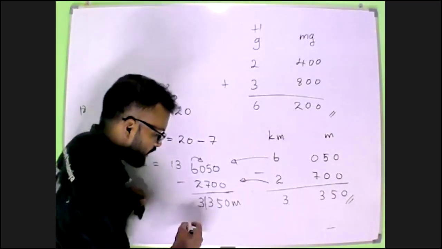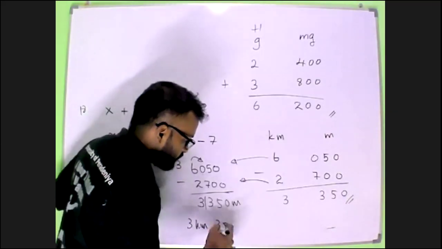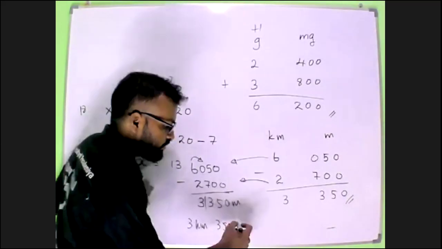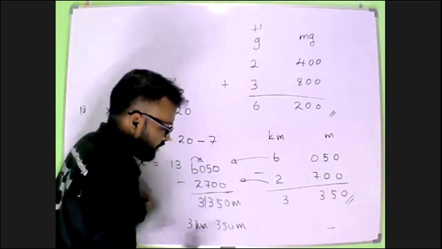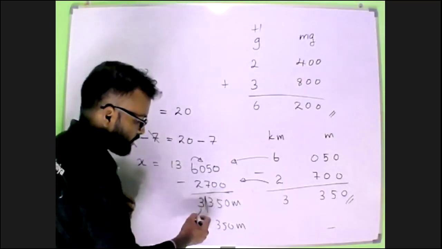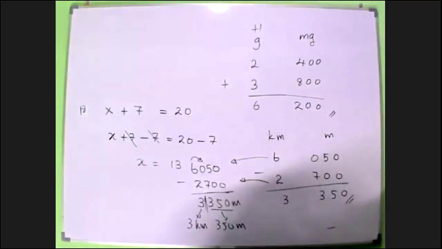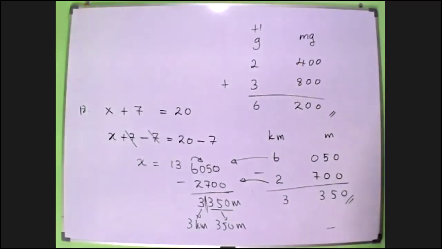Put a dash. 3 kilometers and 350 meters. So you have to allocate 3 digits for meters and put a dash here. 3 kilometers and 350 meters, right? So that is how you are going to convert that.